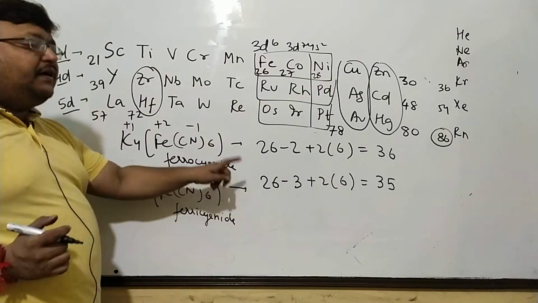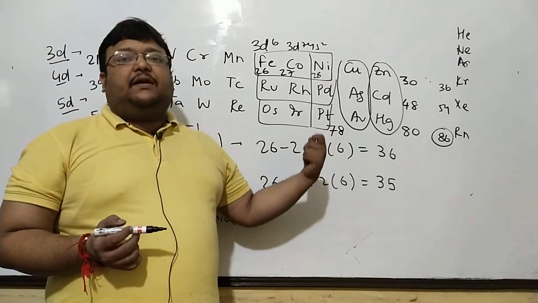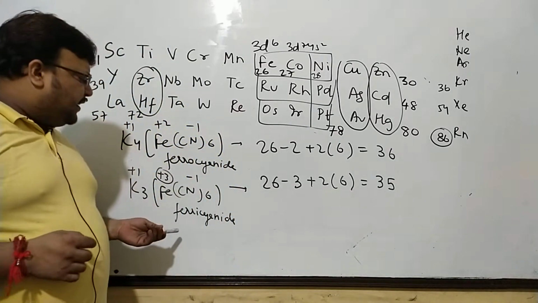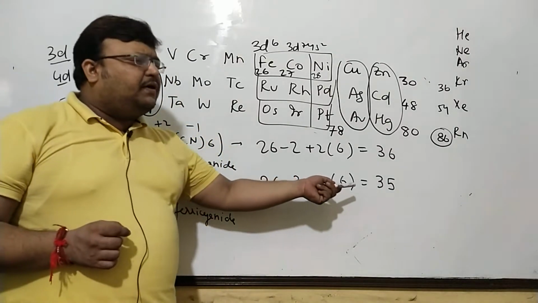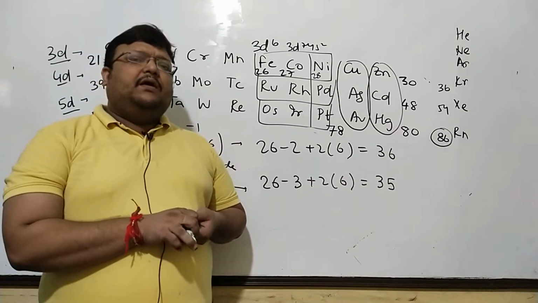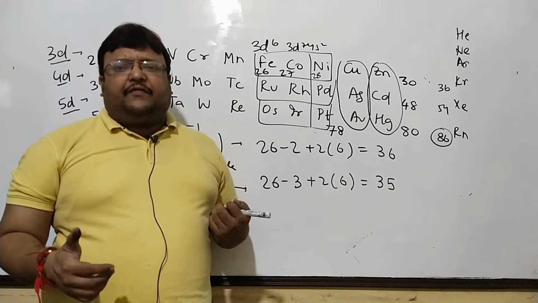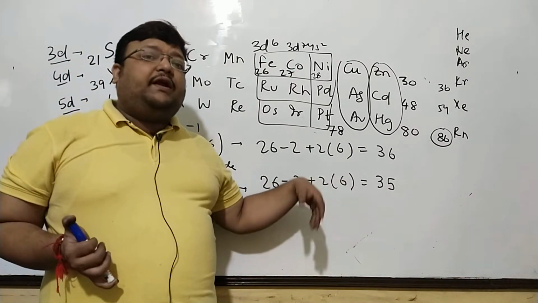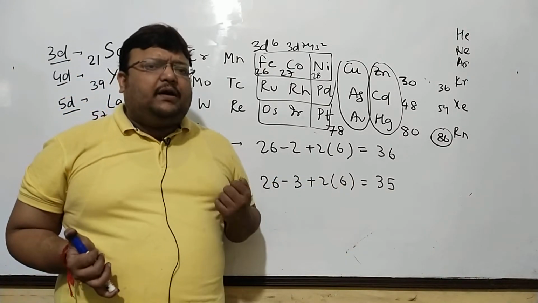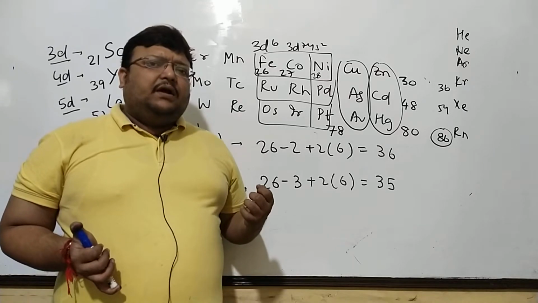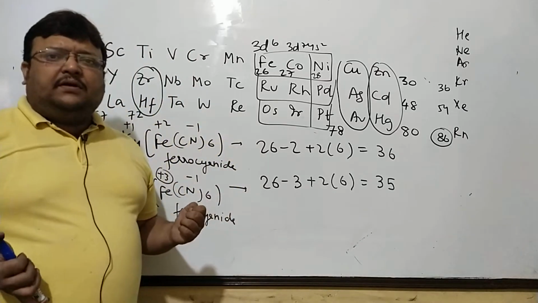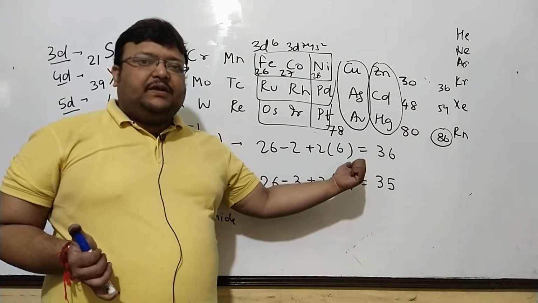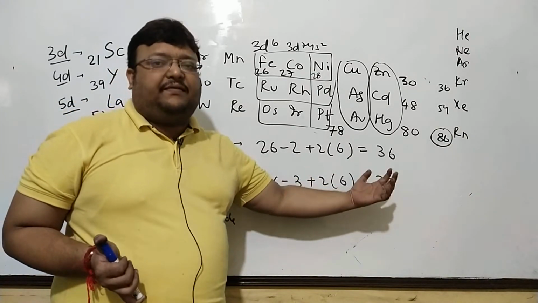Instead of 36, it's 35. It's not krypton configuration. It's not inert gas configuration. In ferricyanide, the effective atomic number rule is failing. Now, when more such complexes were discovered, where the effective atomic number was not equal to inert gas configuration, the argument was that, all right, even if it's not touching 36, it's trying to reach 36.